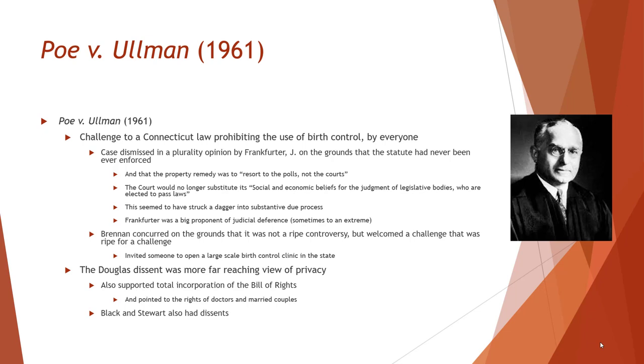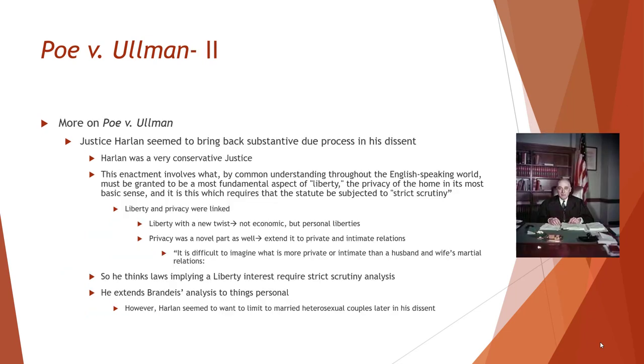Now, Justice Black and Justice Stewart also have dissents here as well, but we'll see that they have an interesting position when we get to Griswold. The one from Justice Harlan sticks out. Justice Harlan was a very conservative justice. Some of his biographers have dubbed him the conservative conscience of the Warren Court. He and Justice Black often fought like cats and dogs, but they were actually very good friends.